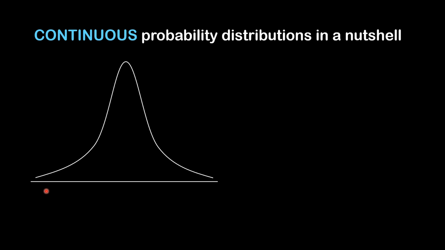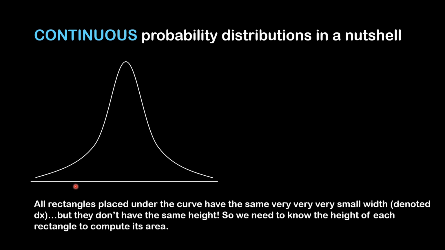For continuous probability distributions, we know that we place a very large number of rectangles under the curve so as to approximate the area under the curve. And all the rectangles have the same width. They have a very, very small width, a tiny width that's generally denoted as dx. But these rectangles don't have the same height. A rectangle that's going to be placed here in the middle of the distribution is going to have a bigger height than, let's say, a rectangle that's going to be placed here to the left. So we need to know the height of each rectangle in order to compute its area.